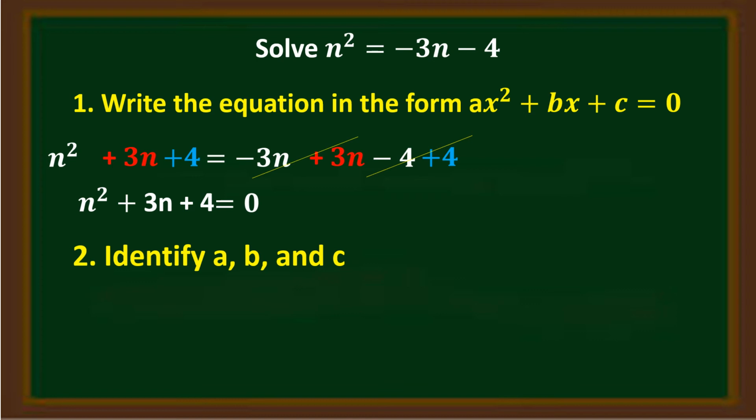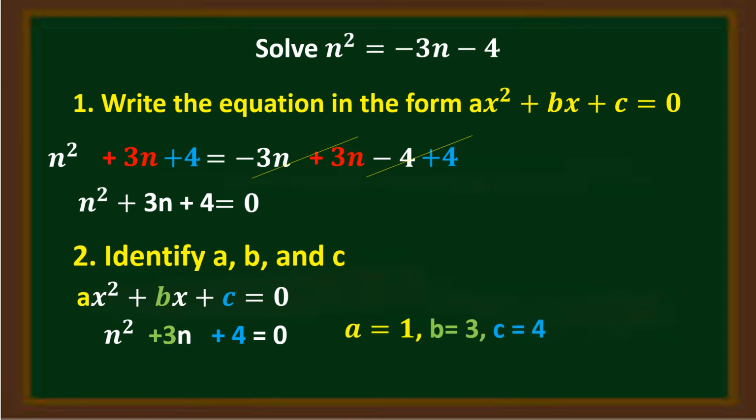Next is to identify a, b, and c. From the standard form ax squared plus bx plus c is equal to 0, we have to compare the position of the resulting equation n squared plus 3n plus 4 is equal to 0. By doing this, we can easily determine the values of a, b, and c. So in here, a is equal to 1, b is equal to 3, and c is equal to 4.